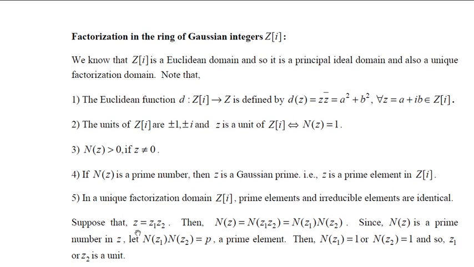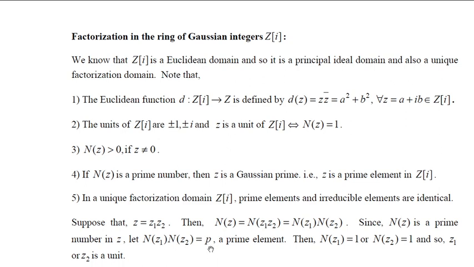Suppose z can be factored into z1 and z2, then n of z equals n of z1 into n of z2, because n of alpha beta is equal to n of alpha into n of beta. We knew this result in the previous classes. Since n of z is a prime number in capital Z, the set of integers, let us assume it is equal to p.